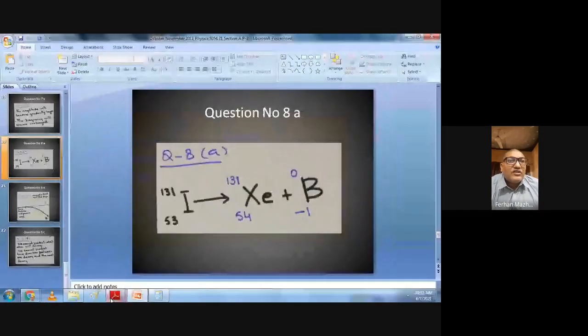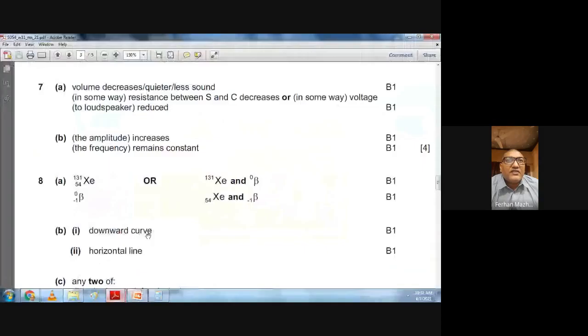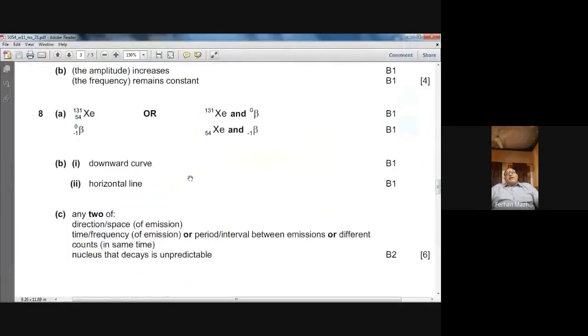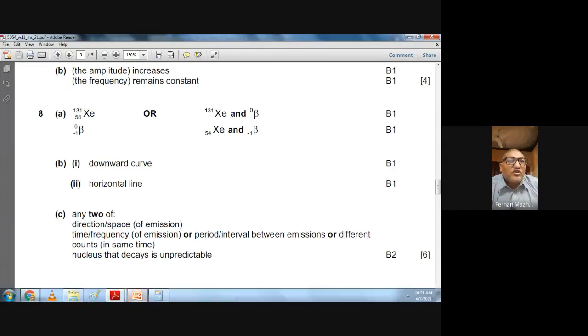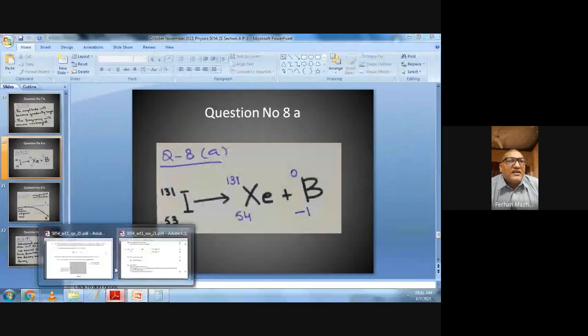So let's go to the marking scheme. What does the marking scheme say? See question number 8, part A. The marking scheme is showing on your screen, and I think that our answers are perfectly fine. Part A is good, so we are good to go to the next part.